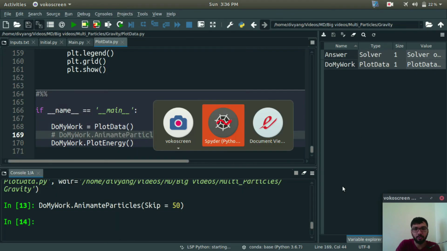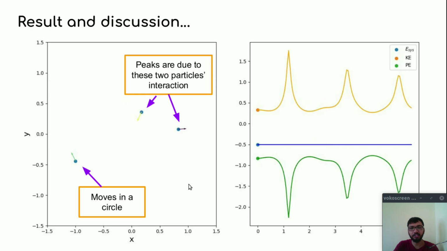Let me go to my result and discussion part. So we have learned that peaks are due to these two particles' interaction, right? Whenever these two particles come closer to each other, we have a sharp peak in our kinetic energy profile. And this one was moving in a circle. And luckily here also our total energy is remaining constant, which means our answer is correct for this problem.